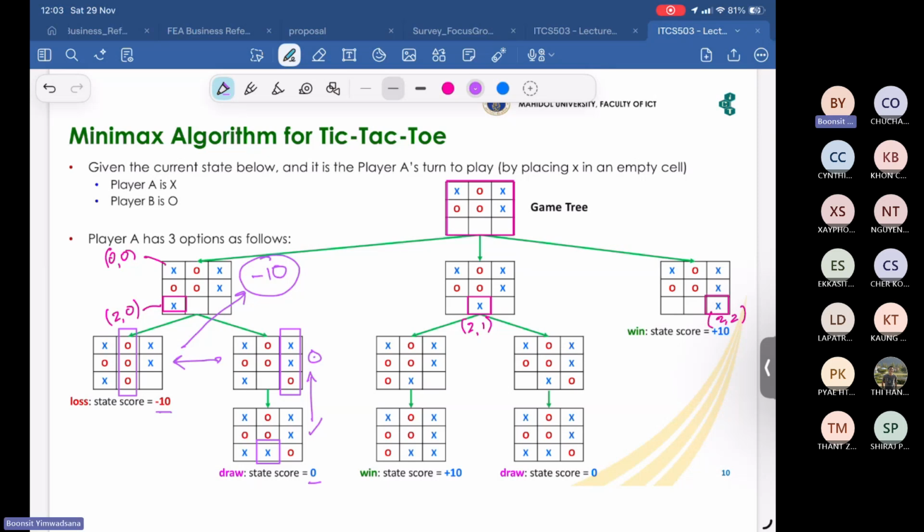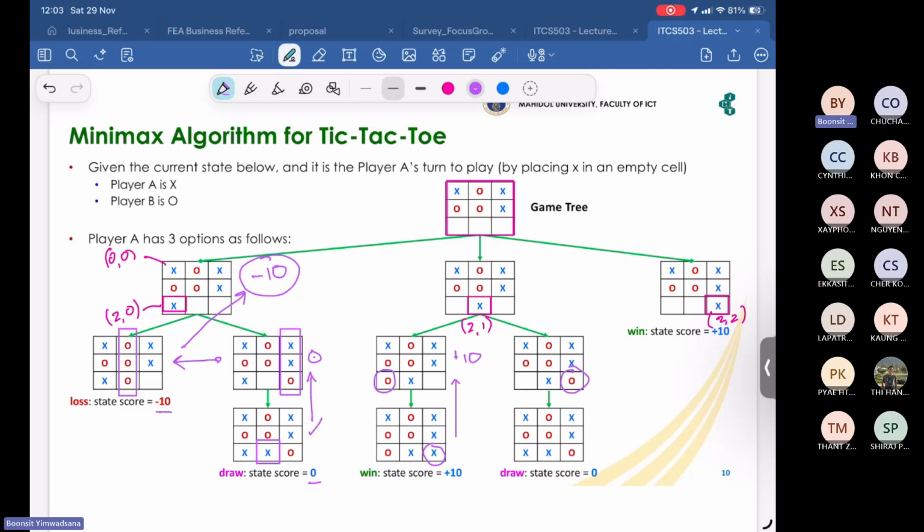But if I take position 2,1, Bob will have two other options to take: one at position 2,0, the other at position 2,2. If Bob takes position 2,0, I can take position 2,2 to win. This means that I can maximize my profit to +10. And it is now waiting for Bob's turn.